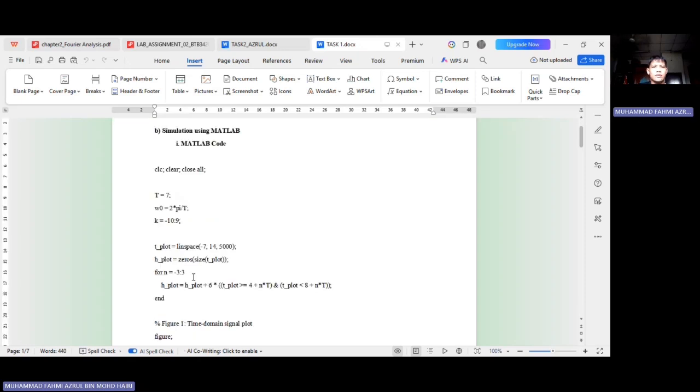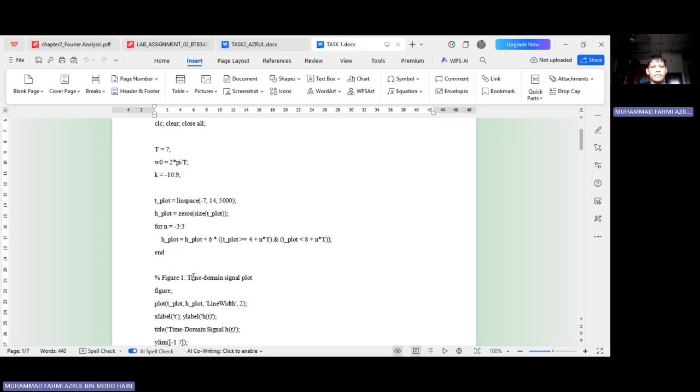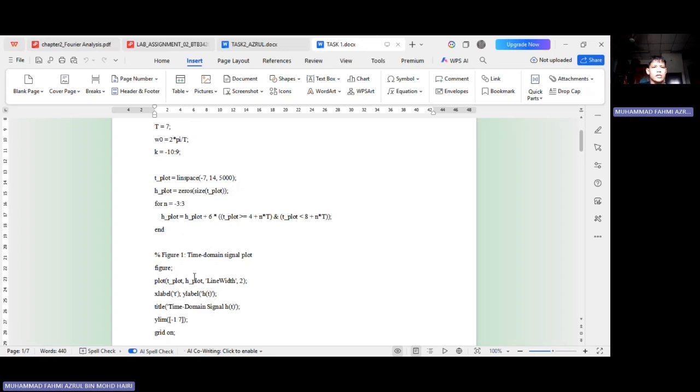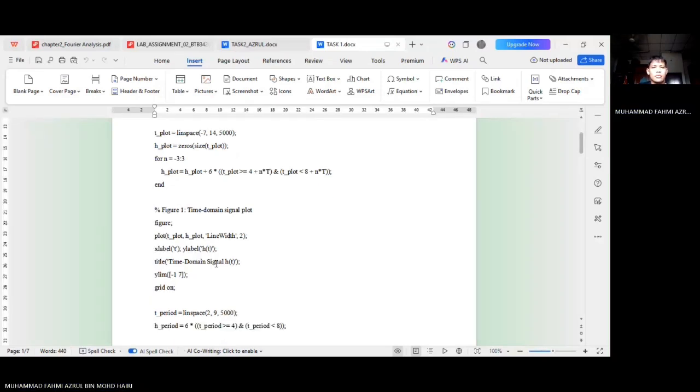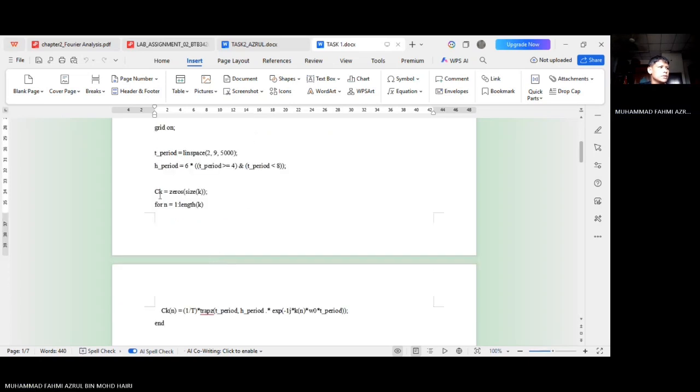The analysis process decomposes a complex signal into its individual pure frequency components, which answers the question of what frequencies the signal contains and how strong each component is. The time axis is exactly one complete period of 7 seconds, from t equals 2 to t equals 9, of our pulse wave, which has an amplitude of 6 between t equals 4 and t equals 8. The ck values give the frequency spectrum.